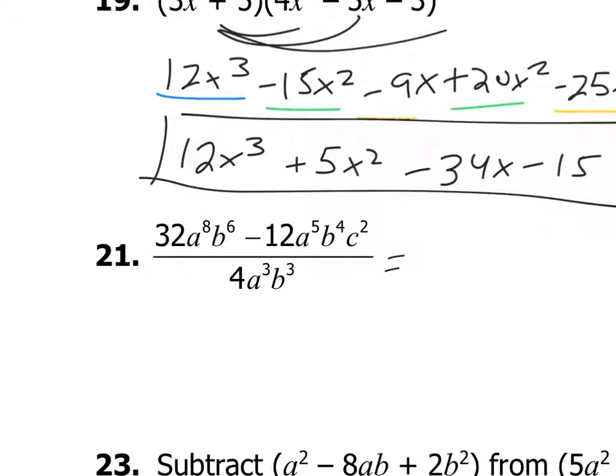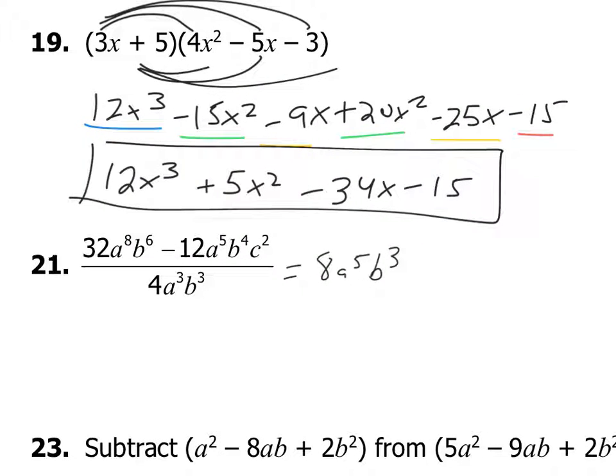Same with this. So we have 32 divided by 4, which is 8. All right, a to the 8th divided by a to the 3rd would be a to the 5th. And b to the 6th divided by b to the 3rd would be b to the 3rd. And then we have negative 12 divided by 4, which would be negative 3. A to the 5th divided by a to the 3rd would be a squared. And b to the 4th divided by b to the 3rd would be b. And then c squared, because we're not dividing that by anything.